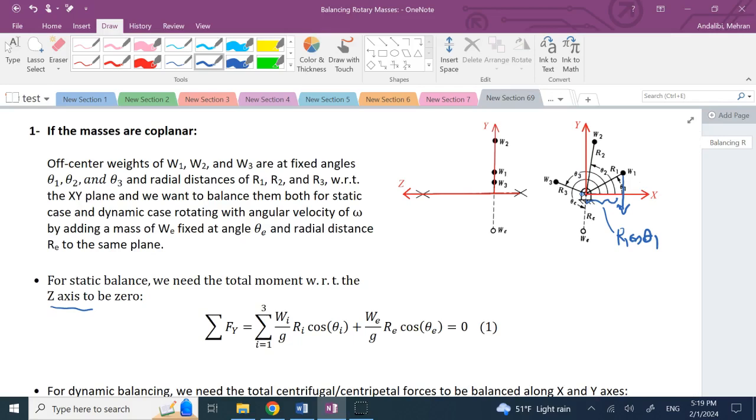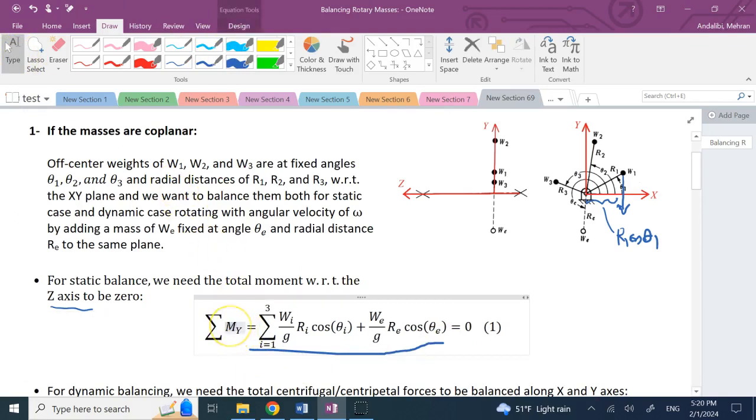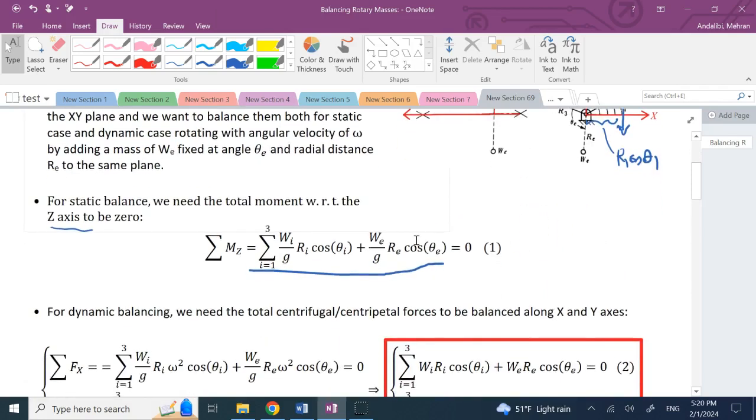So the sum of these W's times their R's times the cosine of the angles should be equal to 0, and this is exactly what we have down here. Actually, this is moment. Let me clean it. This is the sum of moments about the z-axis. Okay, that's not Fy, it's moment z. So this is the equation I need, equation 1. If you satisfy it, statically the system is going to be in good condition.